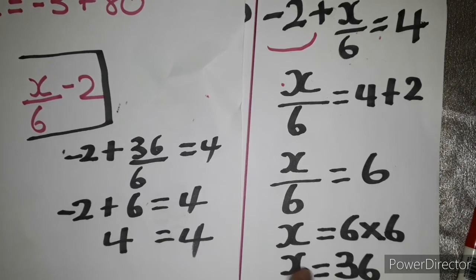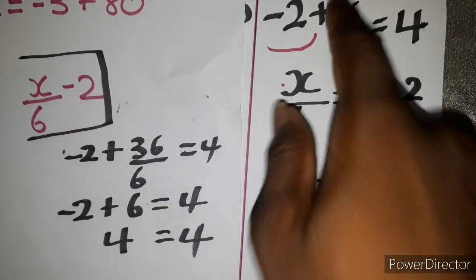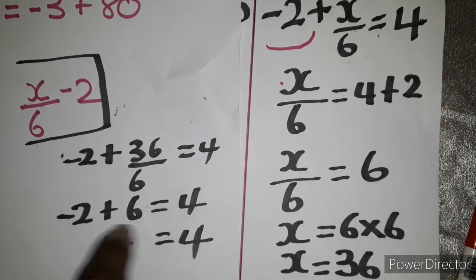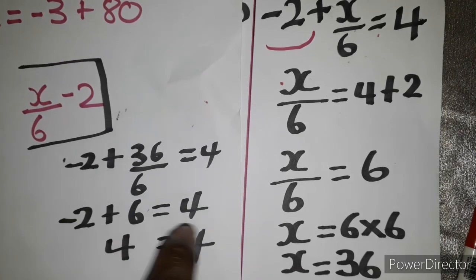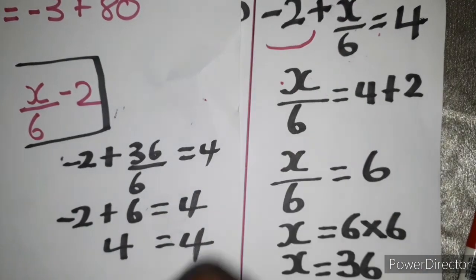After you finish finding the value for x, you plug in that answer, or you replace x with that answer. And when you work it out, if the equation is balanced, that means this side is supposed to equal this side, then you know you've done it correct.